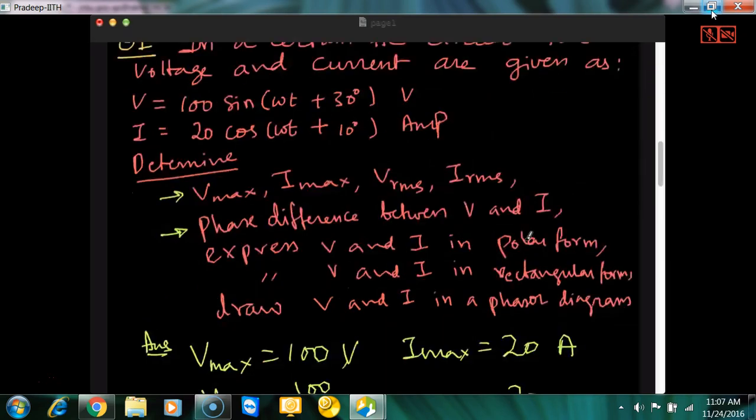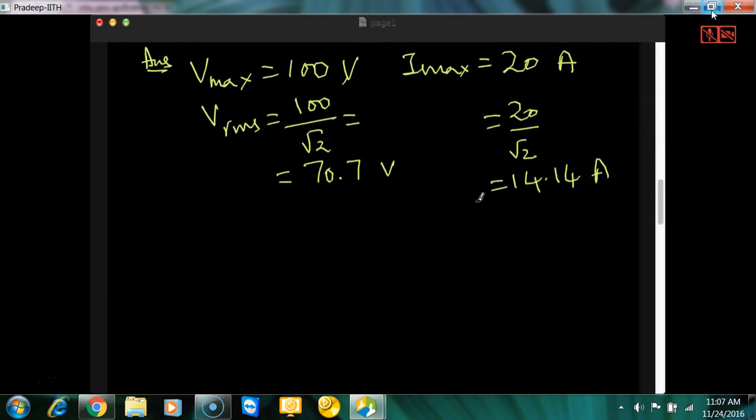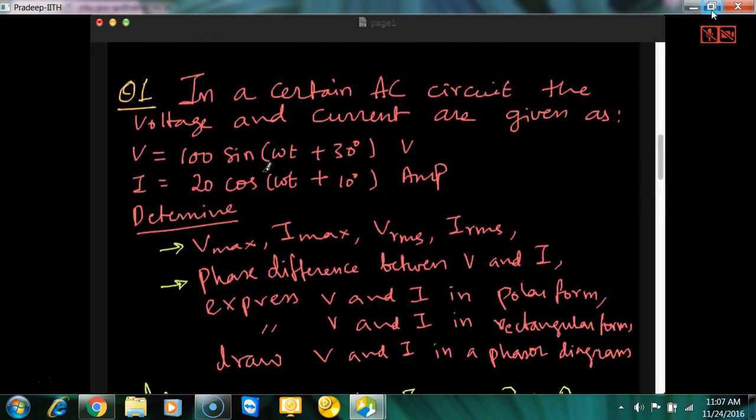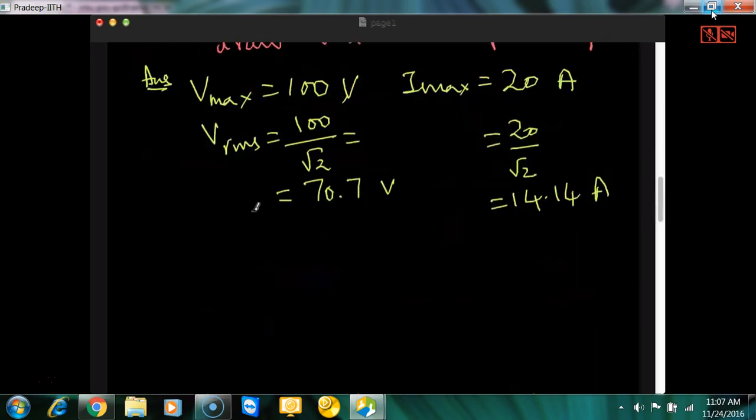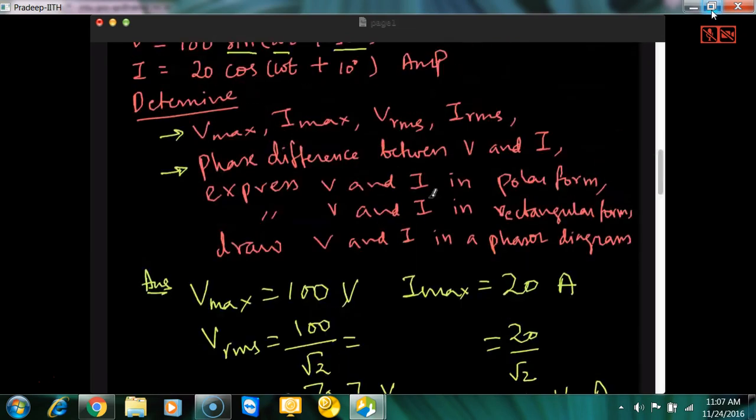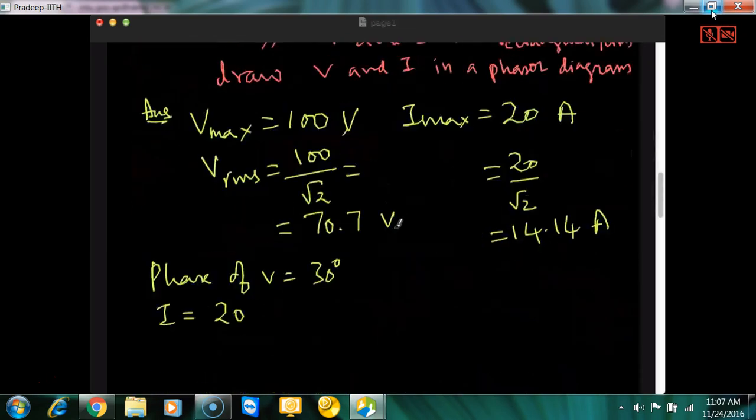So what is the phase of V? You just look at the equation. The standard form, you consider it as sine omega t plus some theta. So this itself is your phase, 30 degrees. So the phase of V is 30 degrees. What about I? Let me repeat that. It is given as cos omega t plus 10 degrees.